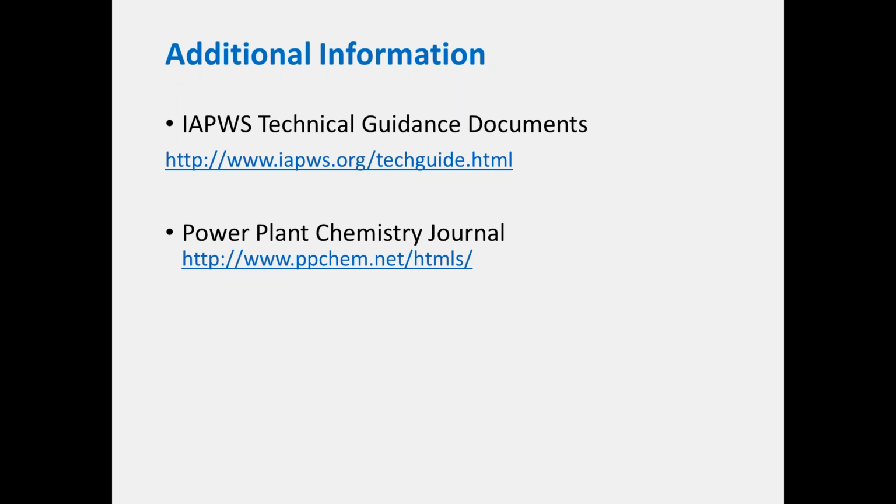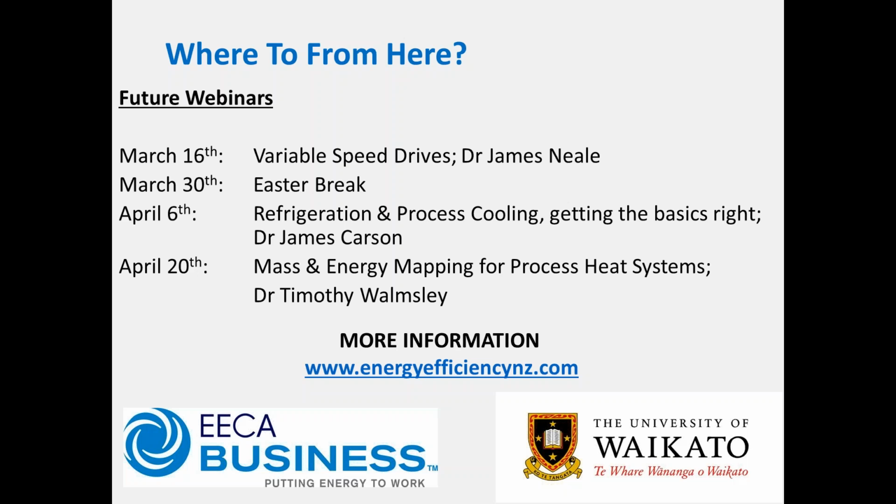So there's some additional information. I pointed this one out, the IAPS technical guidance document. There is actually a journal for power plant chemistry, which covers a lot of stuff around industrial boilers. So, you go to ppchem.net, you can pick up an electronic subscription, and they have a few papers and things like that available. You can drop me a line as well, and I can probably send you a few bits and pieces. And then, does James want to do the last bit here for what's coming up next?